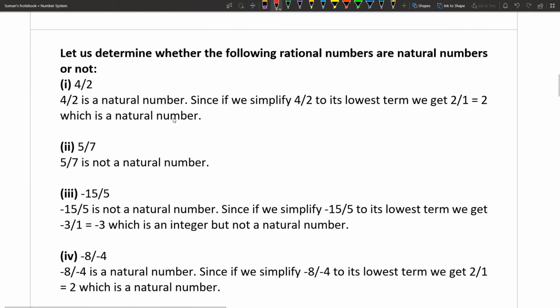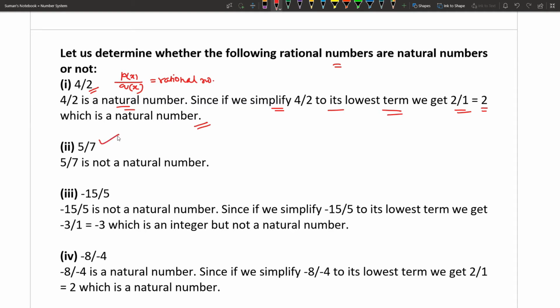Let us determine whether the following rational numbers are natural numbers or not. Suppose 4 by 2, that is p by q form, so that one is a rational number. Is it a natural number? Yes, since if we simplify 4 by 2 to its lowest term, we get 2 by 1, which is equal to 2, a natural number. So 4 by 2 is a rational number, and it is also a natural number.